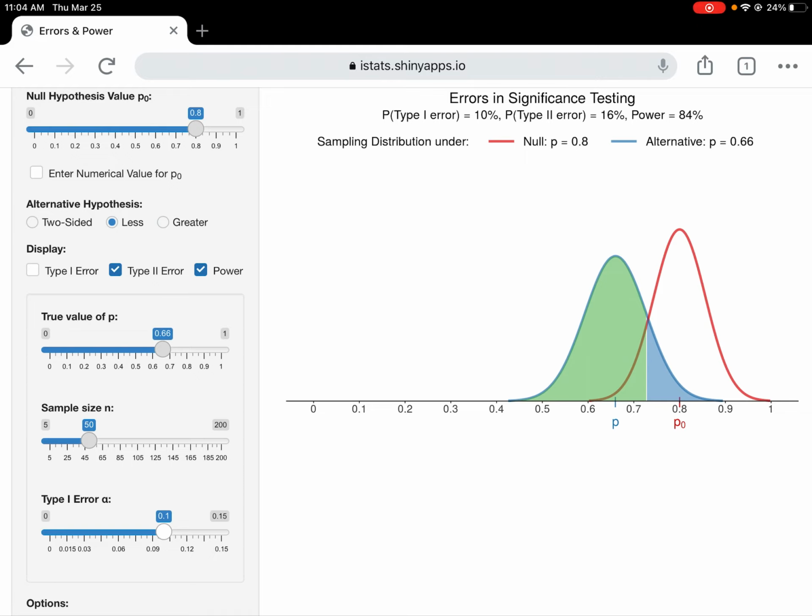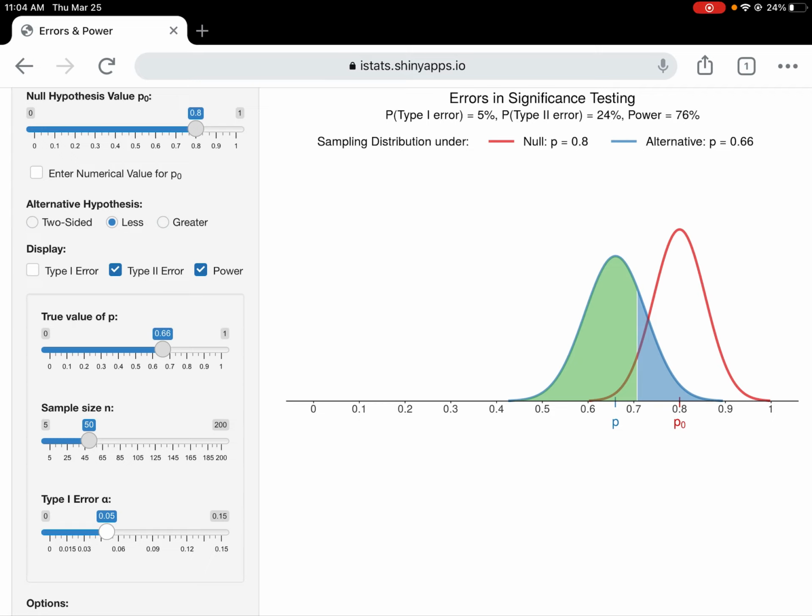Oh, when we increase the alpha, the power increases. But if we decrease the alpha, let's say to 1%, or 0.07, if we decrease the alpha to 2.5%, the power decreases. So we don't want to decrease the alpha, we want to increase the alpha for our power to go up.